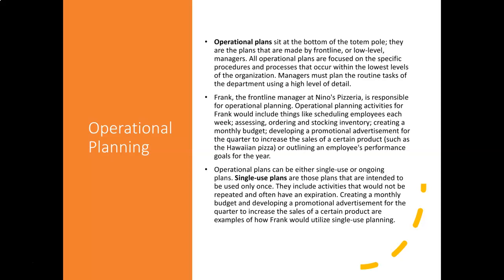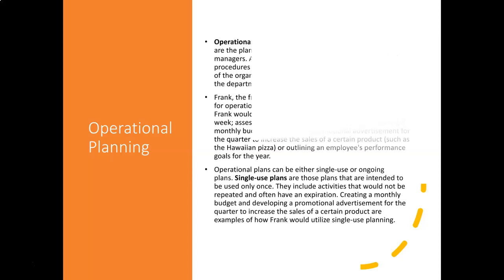Operational plans can be either single-use or ongoing plans. Single-use plans are those plans that are intended to be only used once. They include activities that will not be repeated and often have an expiration. Creating a monthly budget and developing a promotional advertisement for the quarter to increase the sales of a product are examples of how Frank will utilize single-use planning. And there's more about operational planning in this next slide.